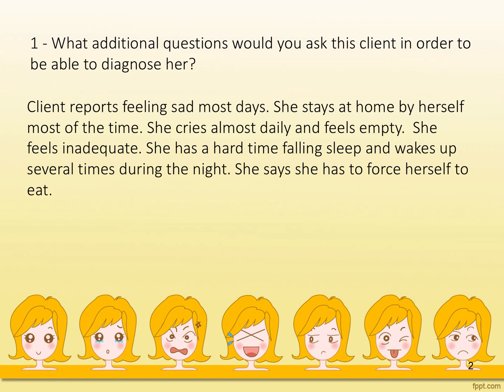She has a hard time falling asleep and wakes up several times during the night. This indicates obviously difficulty sleeping, and this is one of the criteria. She says she has to force herself to eat. That's another of the criteria, appetite changes. So far we have 3 of the criteria, possibly 4, depending on what she means by feeling inadequate. So what we need to ask is how long has she been feeling this way? When did these symptoms start? That will help us distinguish whether it is MDD or whether it is dysthymia.